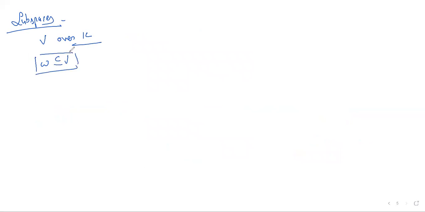Now let's see the concept of subspaces. So for a vector space to have a subspace, what should it satisfy? Let's see that. Let V be a vector space over the field K. Okay, and let W be a subset of this vector space V. Then W is a subspace of V if W is itself a vector space over the field K.